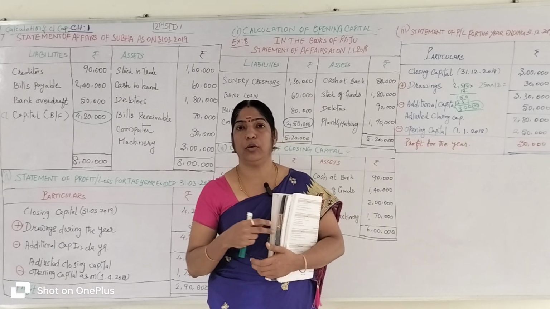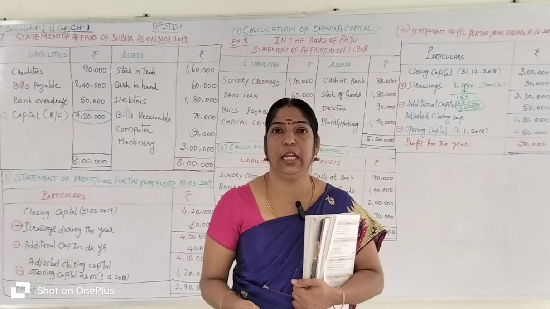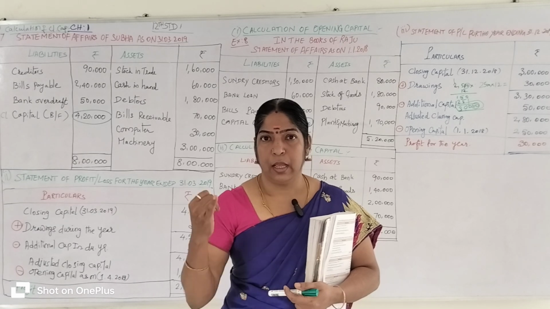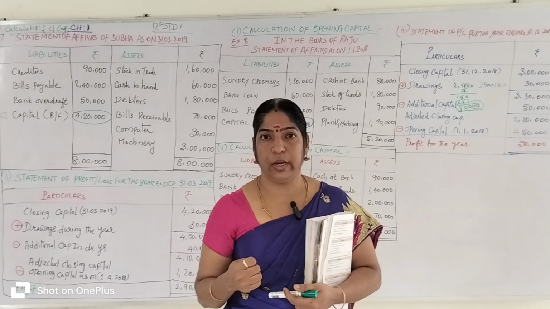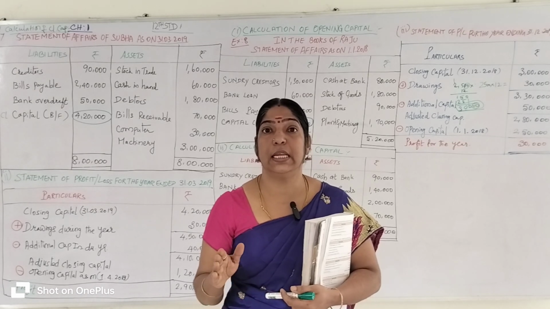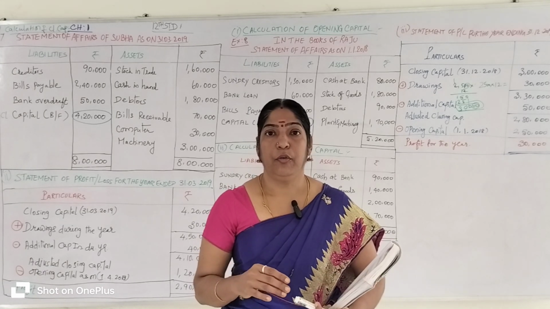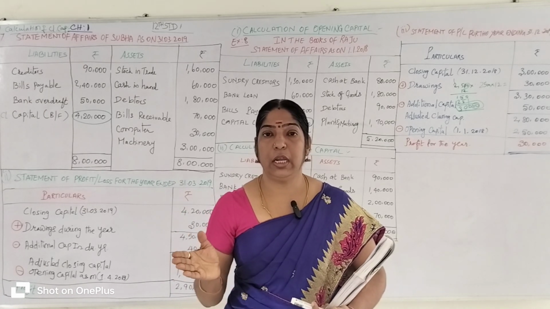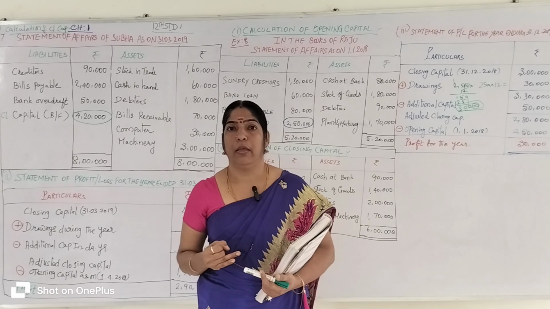To calculate profit or loss for the specific accounting year, what are the things we need? We need at least 4 informations. What are they? Closing capital, additional capital, opening capital and drawings. If we have these 4 informations, we can easily calculate the profit or loss. But from this information, what we have? We have only drawings and additional capital. What we need? We require opening capital and closing capital.